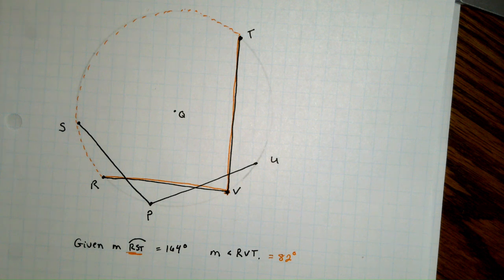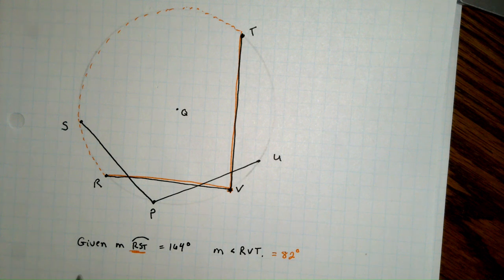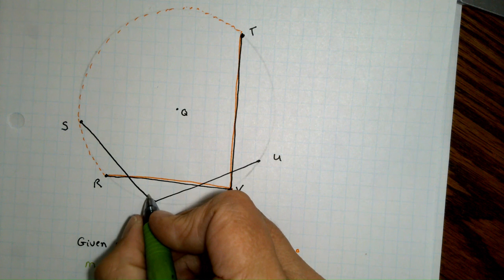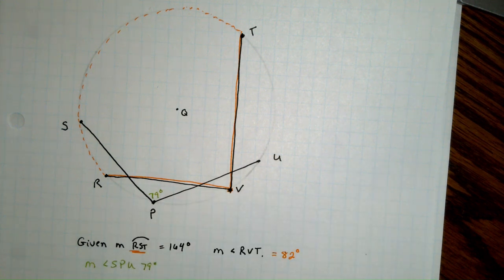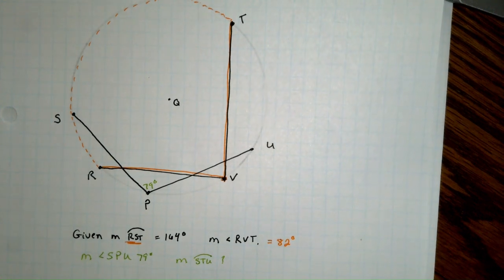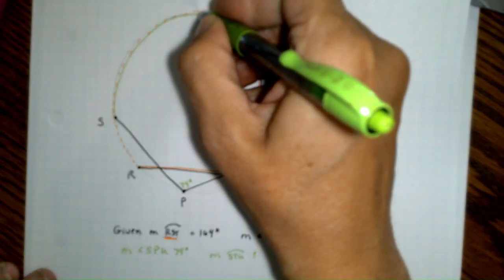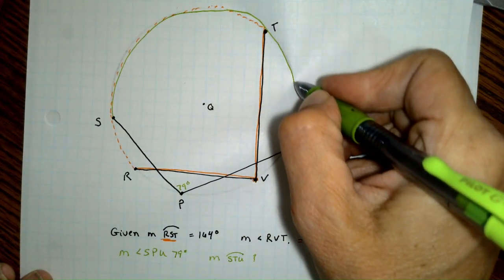Okay. So what if I gave you that the measure of angle SPU is 79 degrees. So S to P to U is 79 degrees. And I asked you to find the measure of STU. Okay? Starting at S, continuing to T, and on to U.